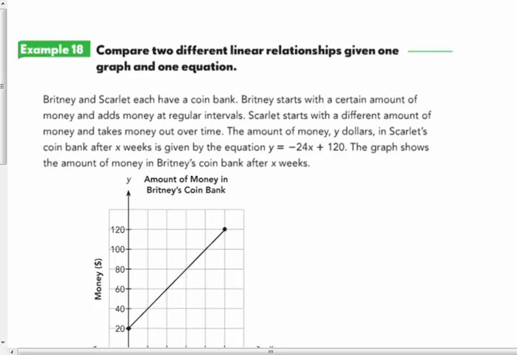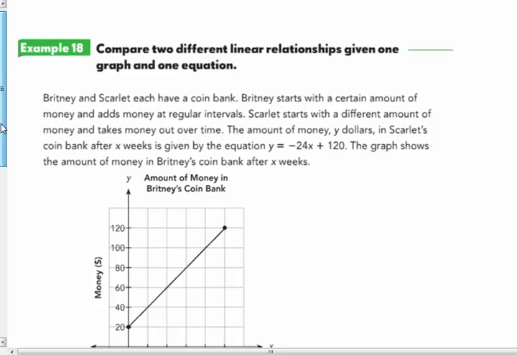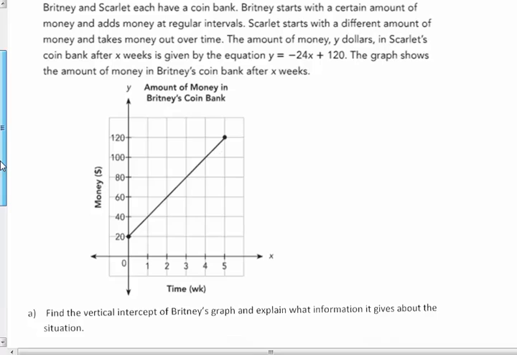Last one. Brittany and Scarlett each have a coin bank. Brittany starts with a certain amount of money and adds money at regular intervals. Scarlett starts with a different amount of money and takes money out over time. The amount of money, Y dollars, in Scarlett's coin bank after X weeks is given by the equation Y equals negative 24X plus 120. That's Scarlett. The graph shows the amount of money in Brittany's coin bank after X weeks.